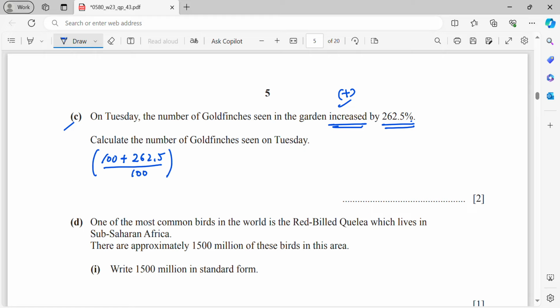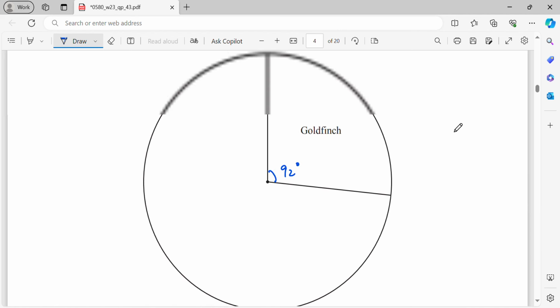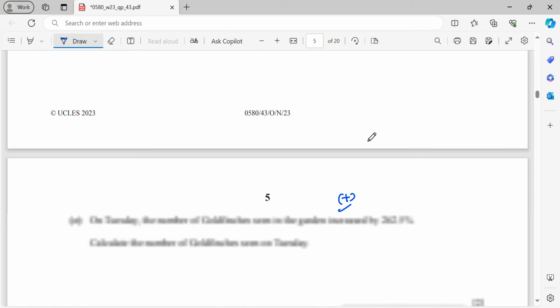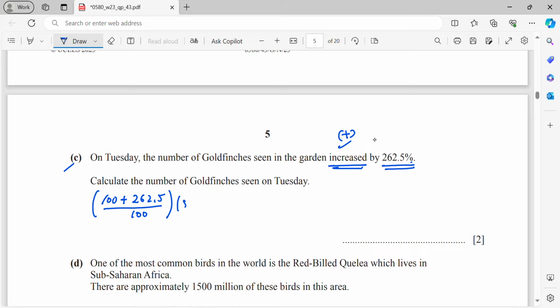Then you times by the original frequency. So the original frequency was 8, because this is on Monday. So then you just times by 8. Then this will be 362.5 over 100. Then you times by 8. And this is going to be 29. That means on Tuesday, you will see 29 goldfinches instead of 8 on Monday. Okay, just for information, if this is decreased, then you need to minus from 100, because the 100 is the initial percent.